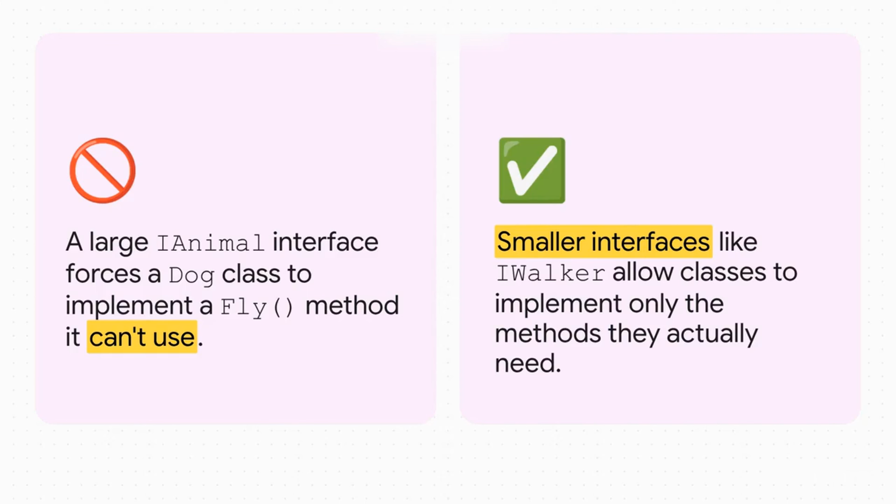For example, it's a bad idea to create one giant IAnimal interface that includes methods for fly, walk, and swim. Why? Because then when you create a Dog class, you're forcing it to have a fly method, which makes no sense. The much cleaner solution is to create smaller interfaces, like IWalker and ISwimmer. A Dog can implement both of those, but it never has to pretend it has wings.